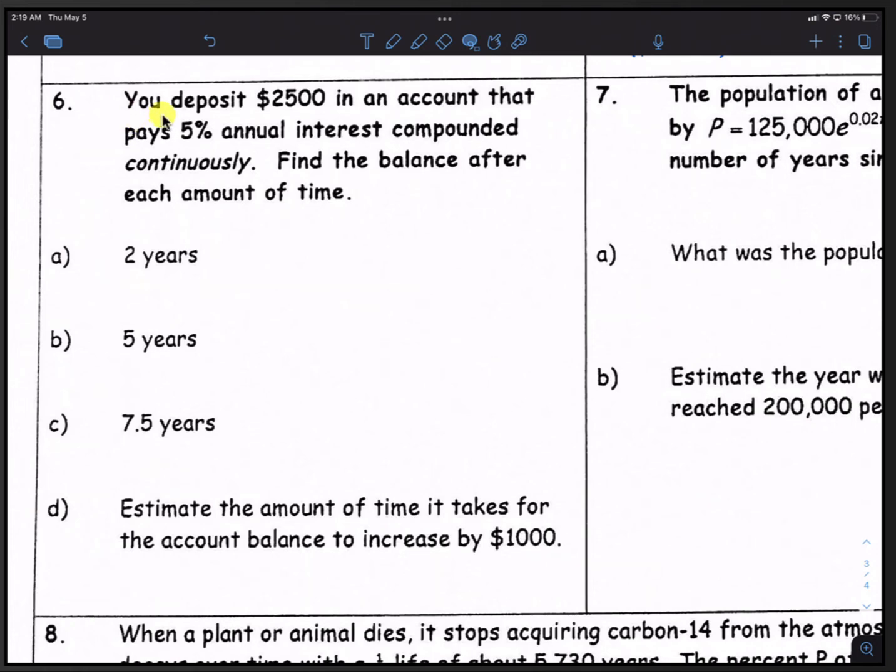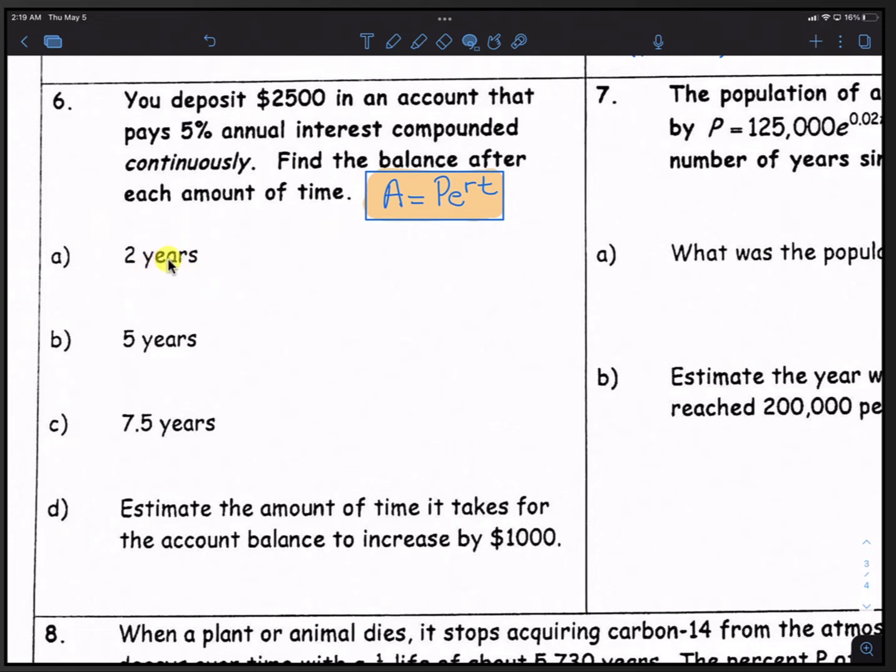All right, here's number 6. You deposit $2,500 into an account that pays 5% annual interest compounded continuously. Find the balance after each amount of time. Well, we need a new formula once again. The continuous compounding uses the Euler number e. So the amount is P, which is your initial amount, times e raised to the power of r times t. r is the interest rate, changed to a decimal, and t is the number of years. All right, and then again, P is the initial value that you're depositing.